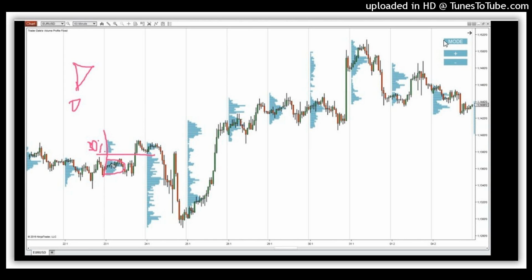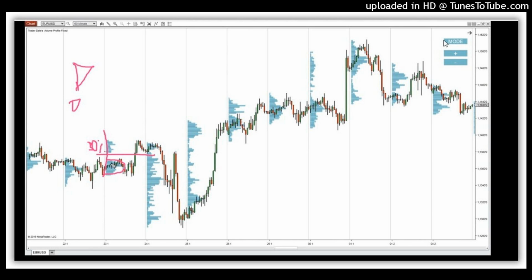Then there's a rotation, a D-shaped profile, sign of a balanced market. And after that, there's something that looks like a P-shaped profile, but it is not a P-shaped profile because the price is closing below 50% of the day. So this is not a sign of strong buyers. Alright? Because this is not a proper P-shaped profile. So what happens next is a balanced D-shaped profile, balanced market.